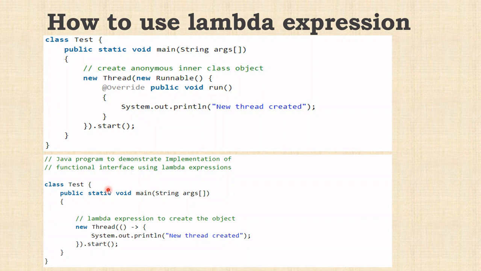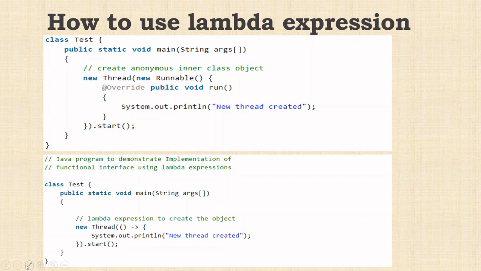But when you are using a lambda expression, the code will be very short. We use the lambda expression to create the object. So what we are doing here is getting a new instance of a thread, and this is the way to create the lambda expression. Here we have a new Runnable, and inside we can skip all of this, the new Runnable.